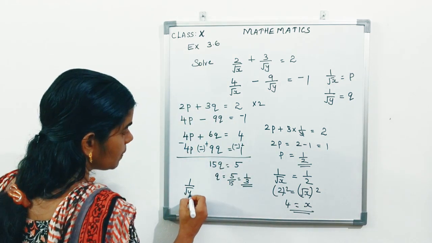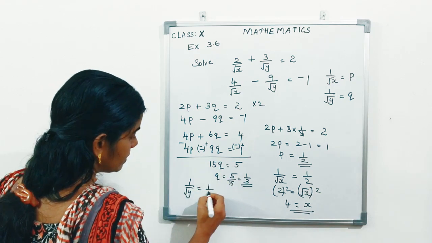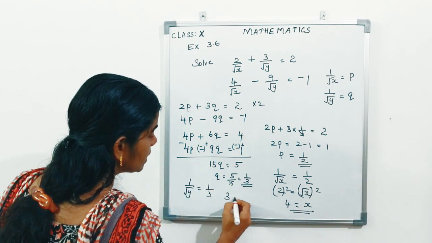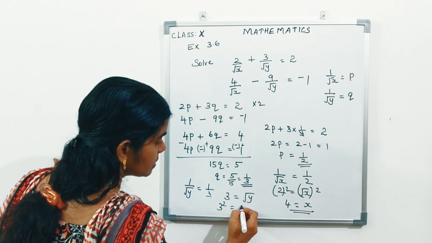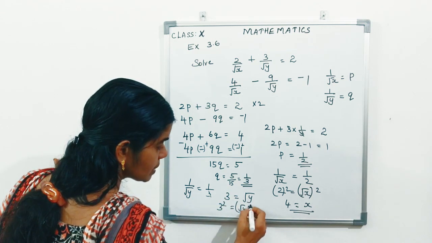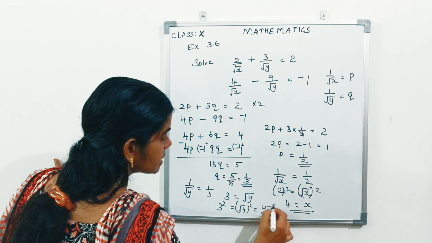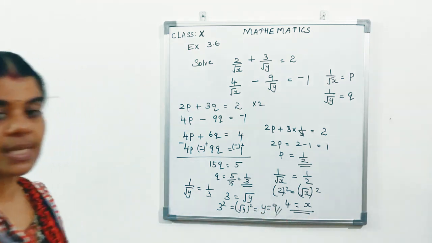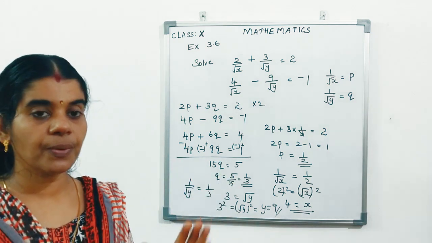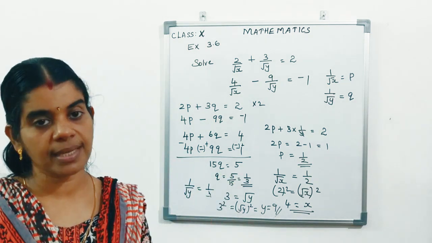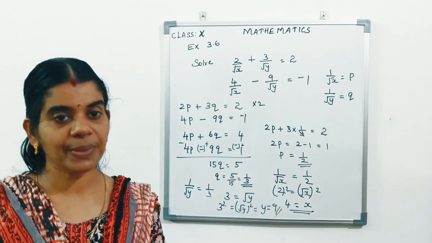1 by root y is equal to 1 by 3. Then cross multiplying you got 3 is equal to root y. Again whole square: 3 square is equal to root y whole square. That is y is equal to 9. x is equal to 4 and y is equal to 9. When a root is coming, if you take the whole square, you will get the x and y values. Okay students, thank you.